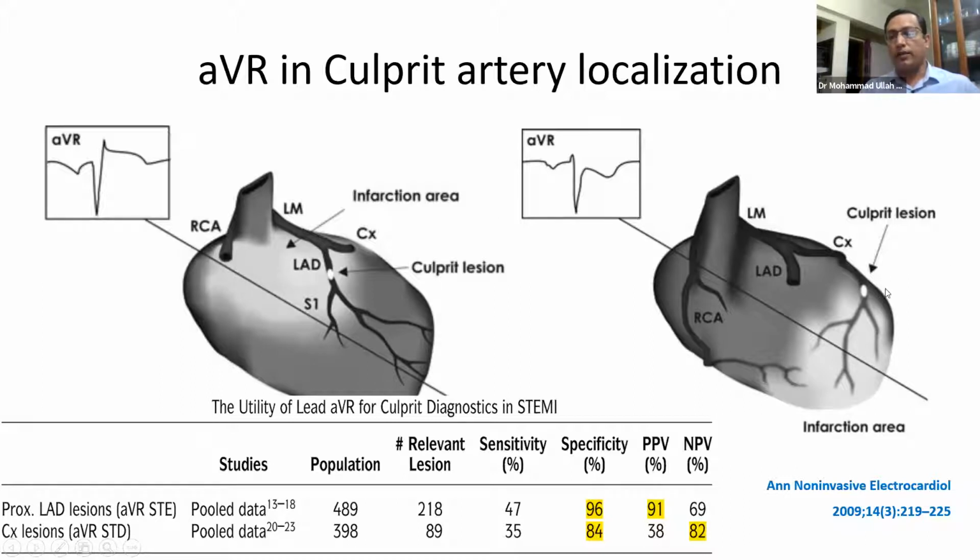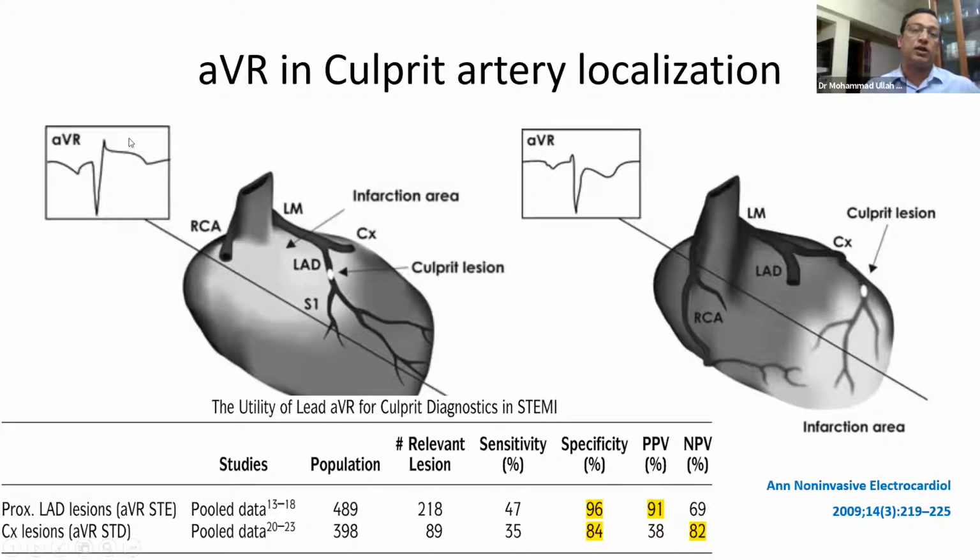On the other hand, if there is an MI in the distal part due to a distal LCX lesion or distal LAD lesion, in that case there will be depression in the aVR. So by observing this ST segment in aVR, both in anterior MI and inferior MI, we can guess where the lesion is.